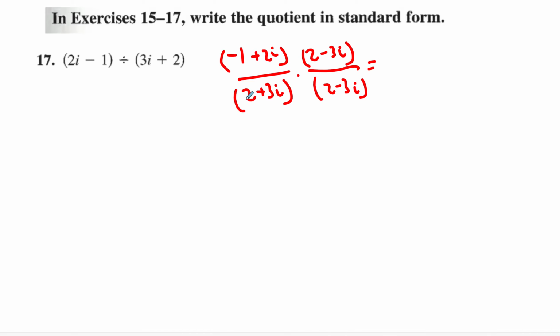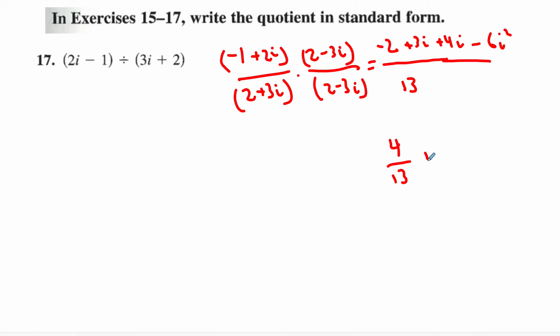So 2 times 2 is 4. And so we're going to do 2 squared plus 3 squared, which is 13. So we're going to get 13. This is going to be a bit messier. Negative 2 plus 3i plus 4i minus 6i squared. So negative 2, that's a plus 6, is going to be 4 over 13. 3 plus 4 is 7i, and it's positive 13. That's it.